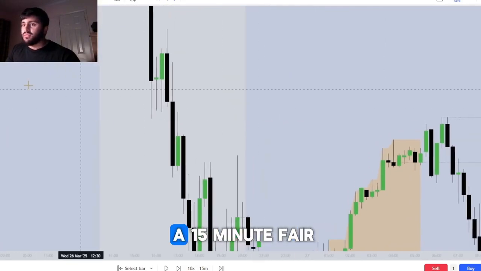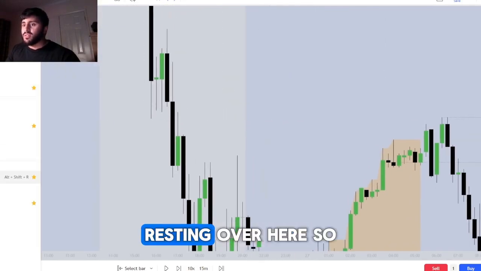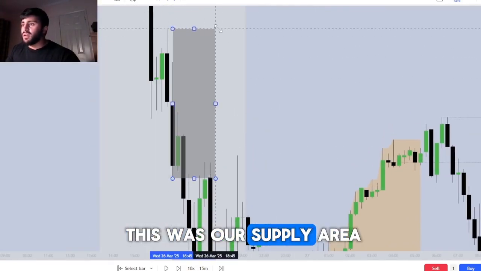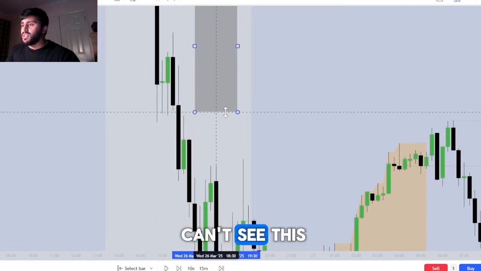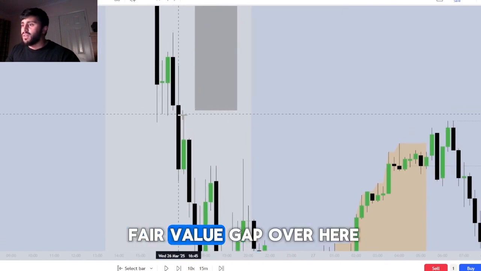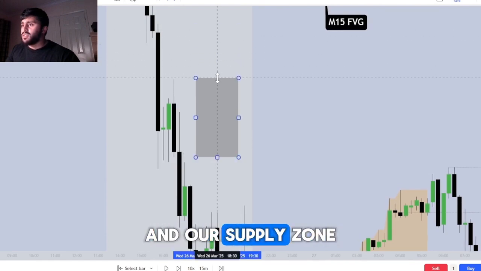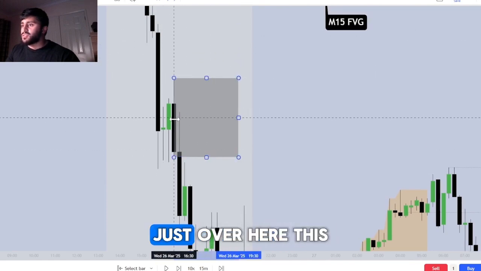So we actually had a 15-minute fair value gap resting over here. So this was our supply area. This was our supply zone just over here, right? So for those who can't see this, we have a small fair value gap over here, and our supply zone is going to be this buy to sell area just over here.